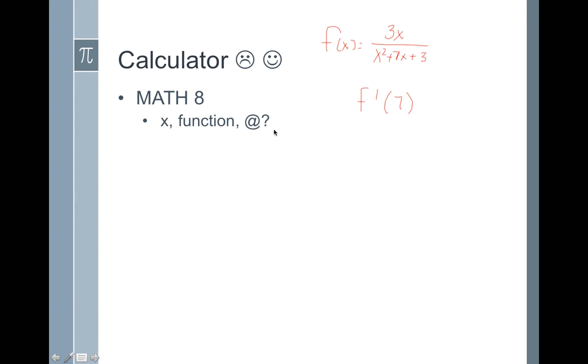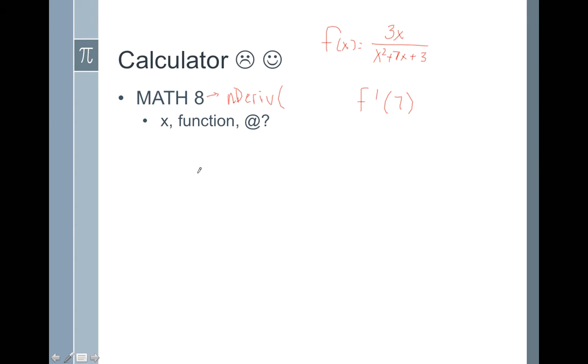If you go to math and hit the number 8, we just start calling it math 8, because once you get familiar with it, you know what I mean when I say math 8. You click math on your calculator and go down to number 8. It says nDeriv with a parenthesis. That's numerical derivative, which means I can find the derivative at a single point.